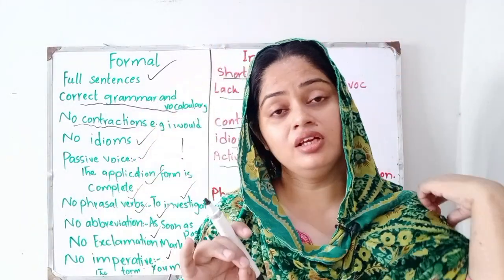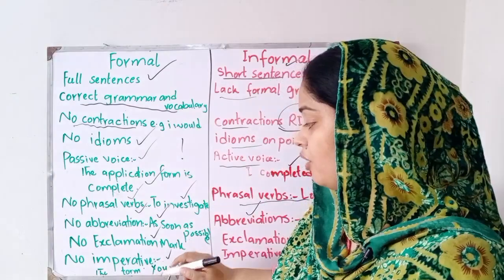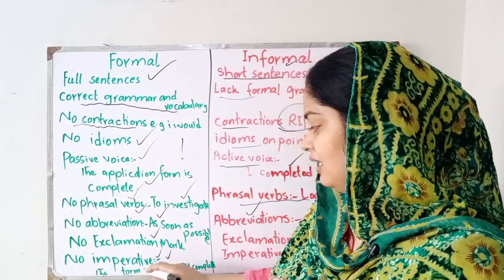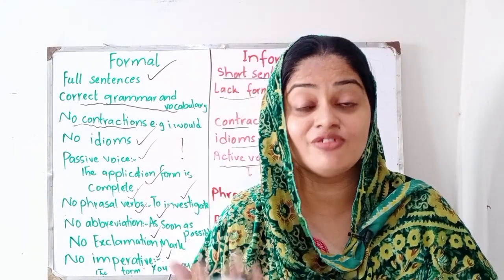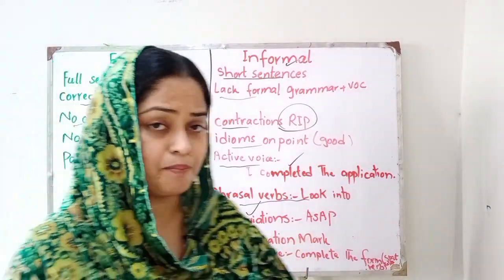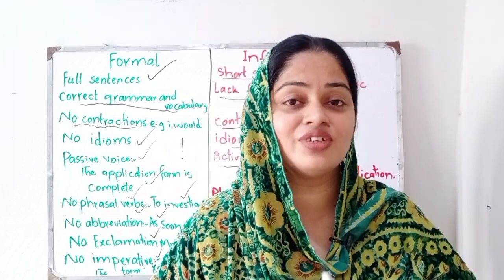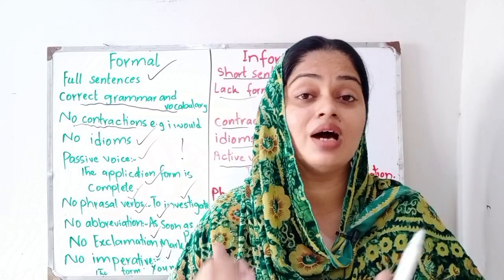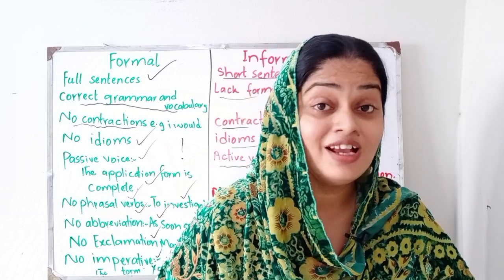In formal English, you are supposed to write a sentence without the imperative. For example, you may complete the form. It's the formal expression, whereas this one uses the imperative: complete the form first. You have to use the verb first. These are some of the rules you have to take into account while you are maintaining your formal or informal English, informal or formal conversation.